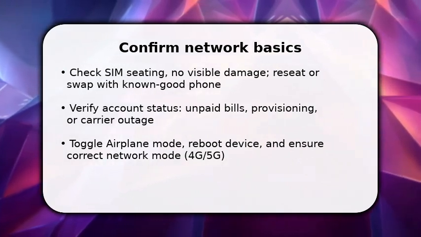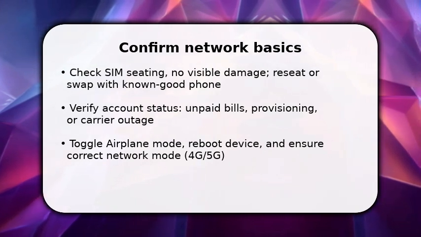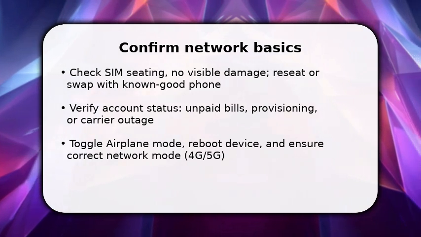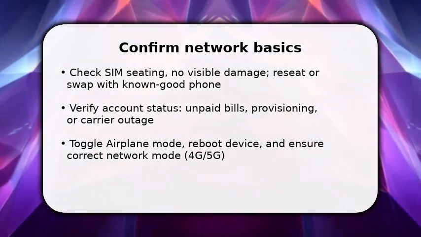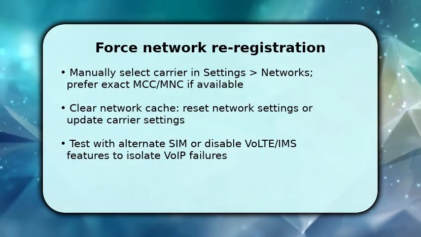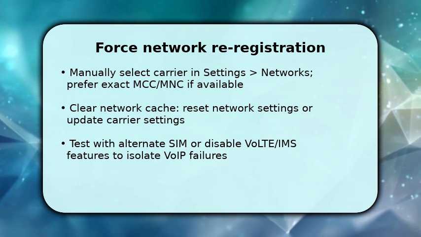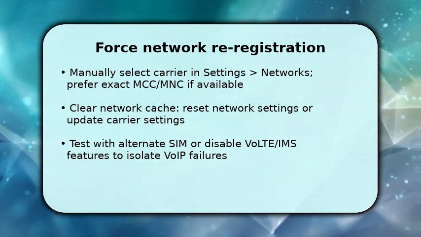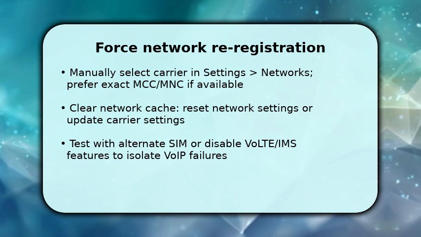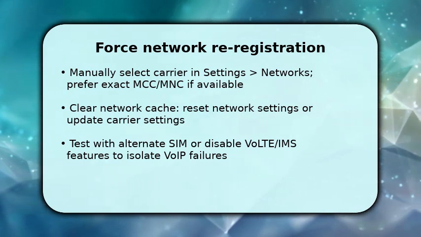Once done, toggle airplane mode and reboot into the preferred network mode, 4G or 5G, to prompt fresh registration with the cellular network. Now you force re-registration and isolate the failure source. Manually select your carrier in settings to avoid roaming or wrong APN selection. Using the exact MCC/MNC helps if automatic choice fails.